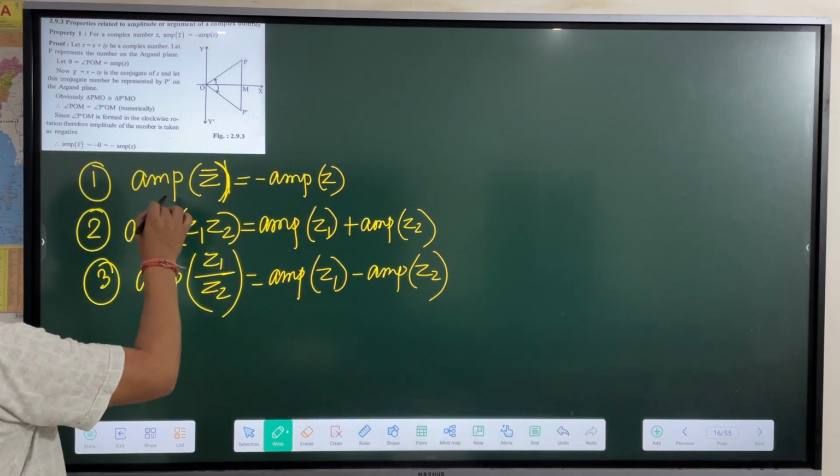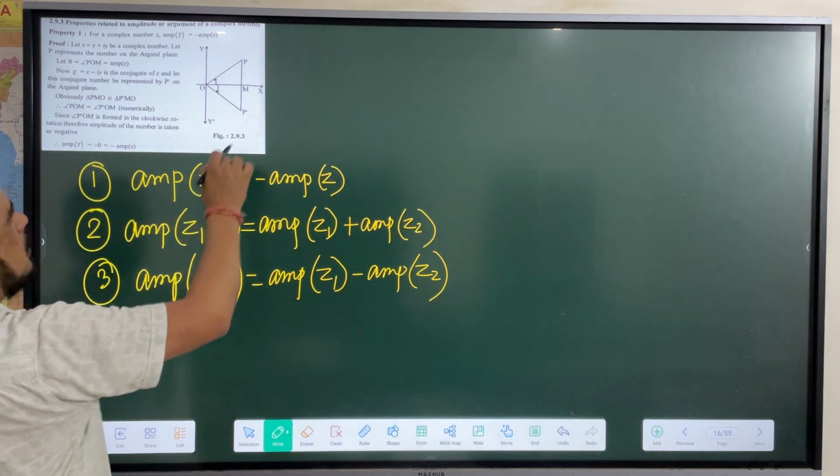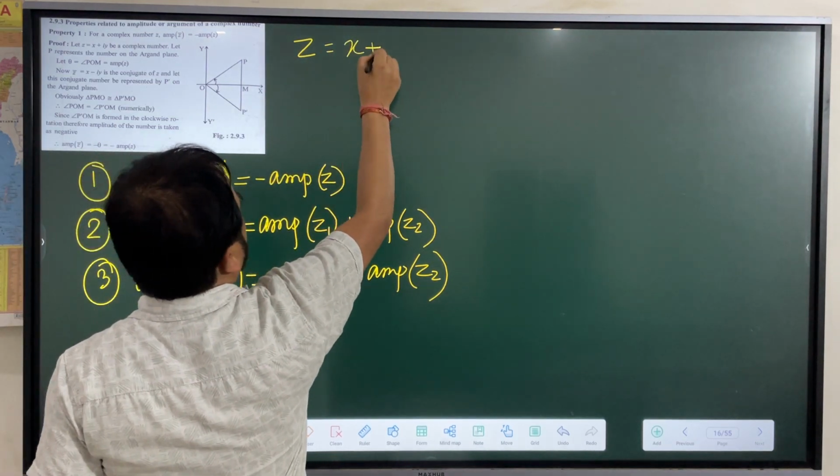That means what is the meaning? Amplitude of Z bar. Suppose Z is equal to x plus iy.